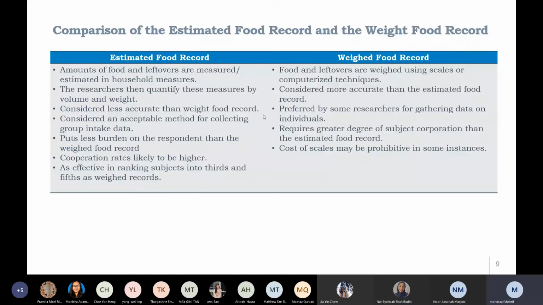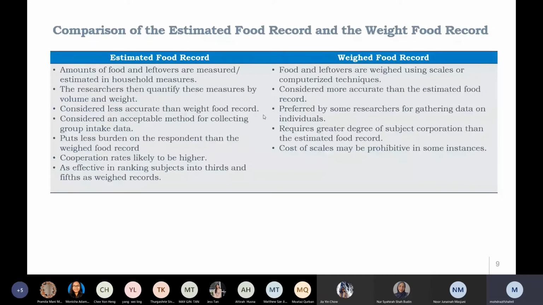So in estimated food record, the cooperation rate is likely to be higher compared to weight food record. In weight food record, we'll see some of the respondents stop recording, drop out from the project or study, and so on, because they cannot tolerate the burden to weigh the foods. And estimated food record is as effective in ranking subjects into thirds and fifths as weight record.